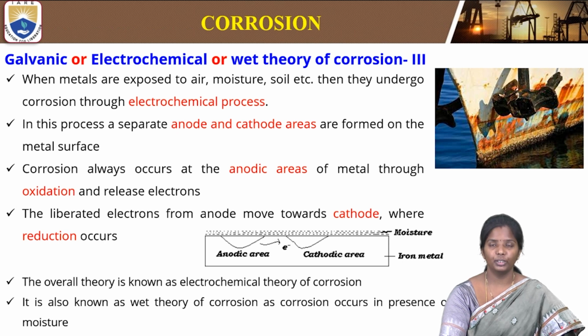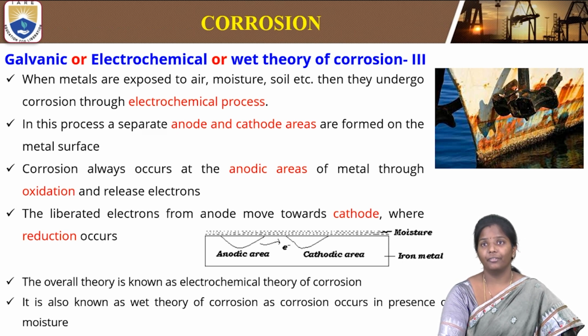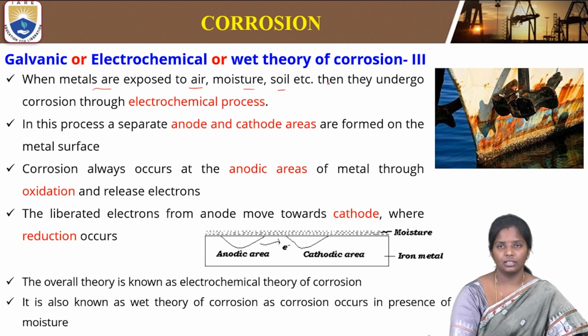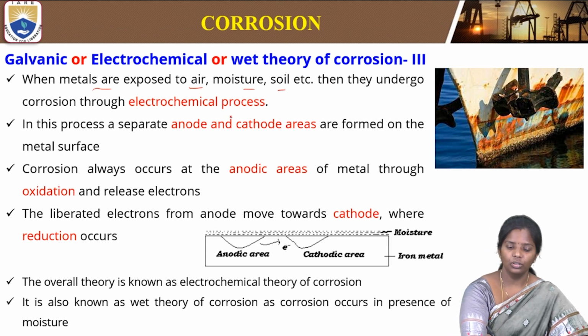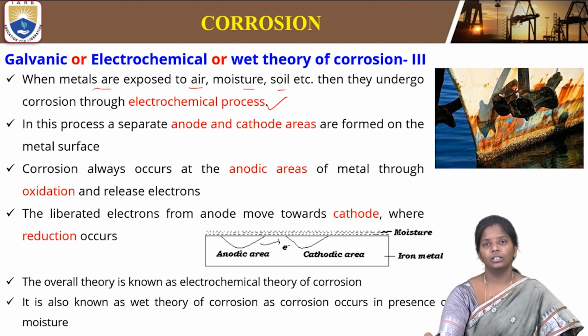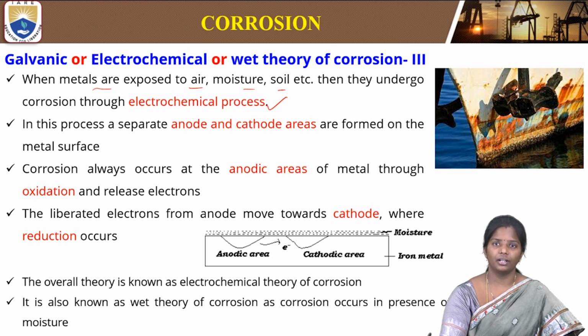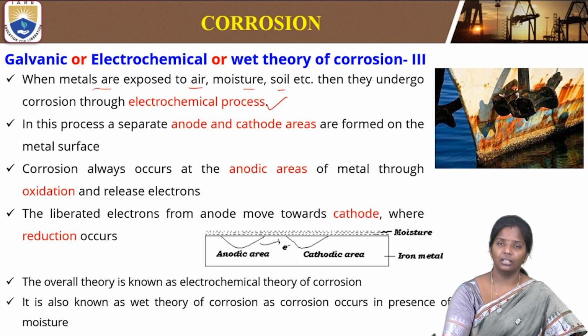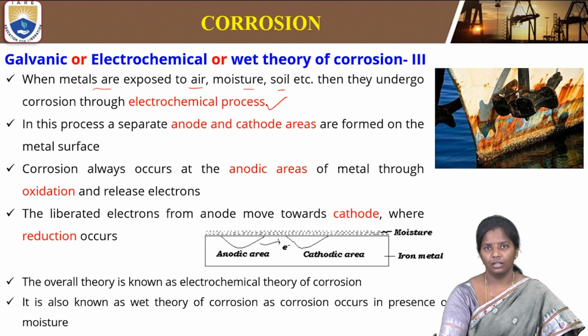Then we will jump into the galvanic or electrochemical or wet theory of corrosion. When metals are exposed to air, moisture, soil, etc., they undergo corrosion through an electrochemical process. What happens when it is exposed to air and moisture? It gives some medium for the metal to react. It forms anode and cathode like areas, so that electrochemical reactions like oxidation and reduction will take place. This is nothing but the electrochemical theory of corrosion. We will understand in detail why and how it happens.